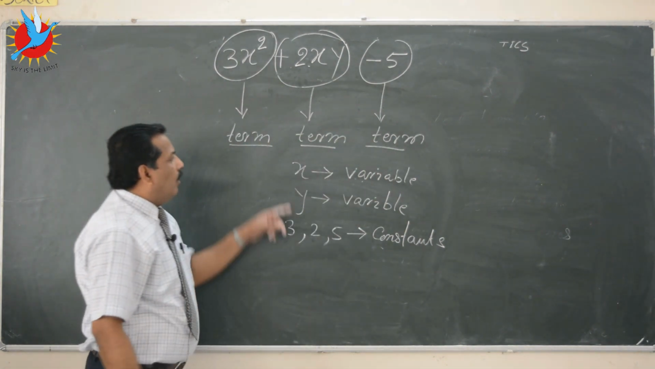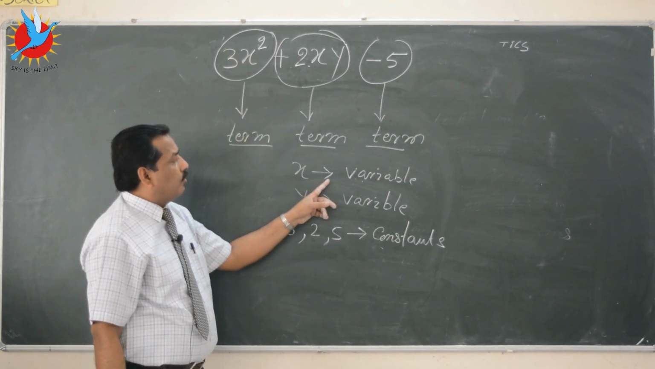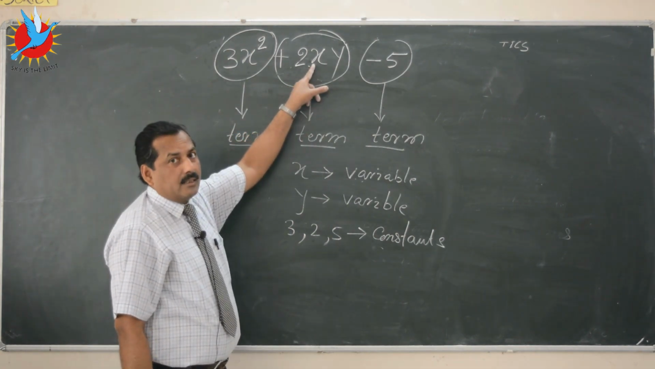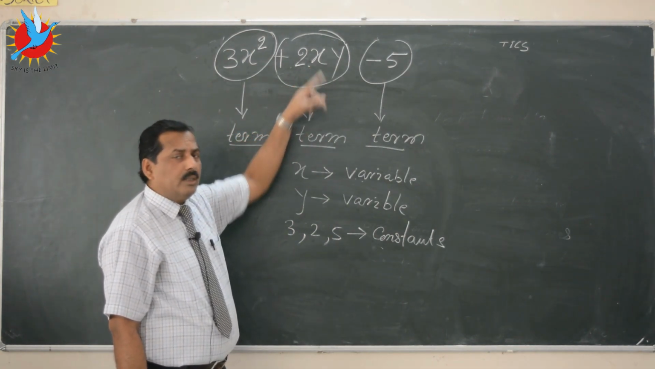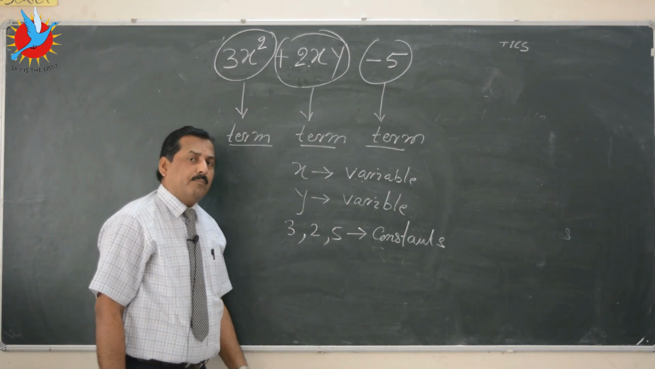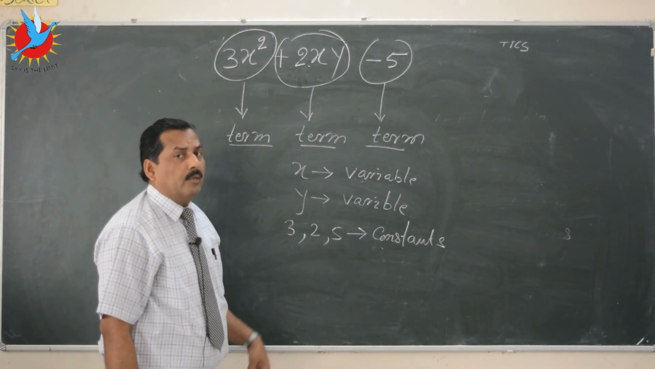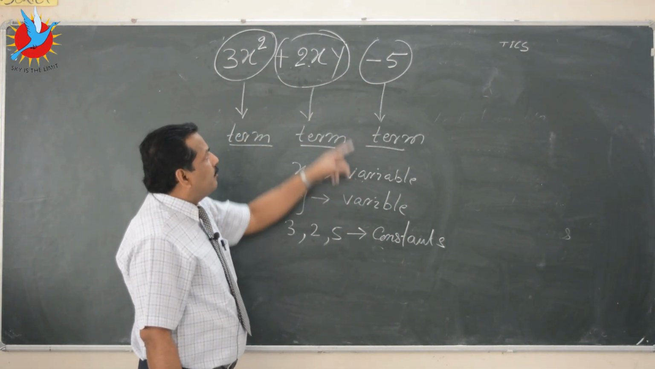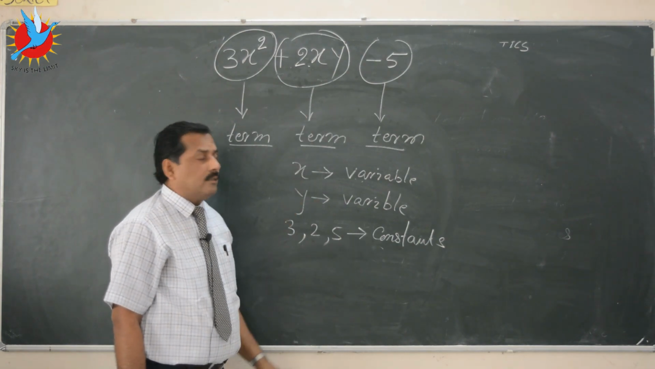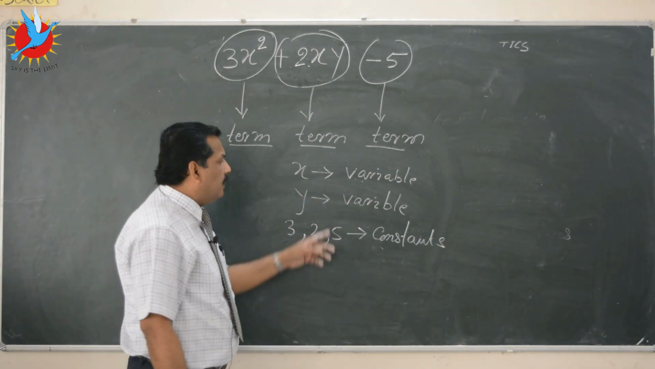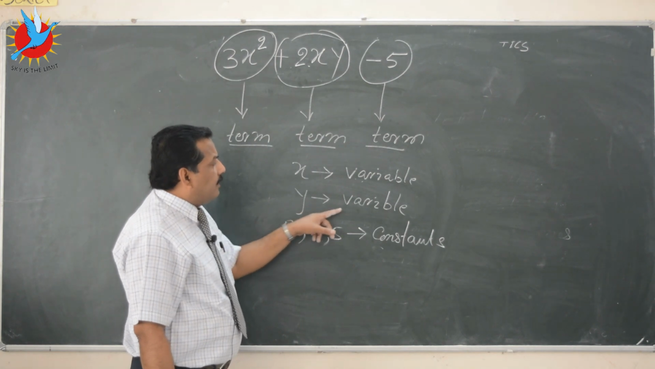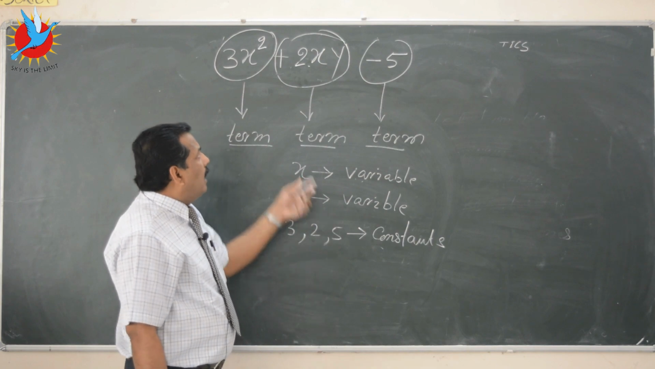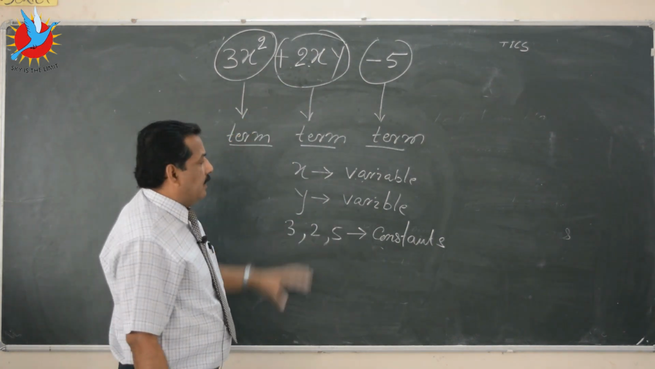In each term we find some symbols whose values may change. This symbol, this x, is used for the number of pencils. We do not know the number of pencils. That may be anything, 5, 7, 10, depending upon the situation. So this x is known as a variable. Similarly, y is there for the number of pens. We do not know the value of the number of pens. So its value may be different. Its value will be variable. Therefore, y is also a variable. And what about 2? 2 is a constant.